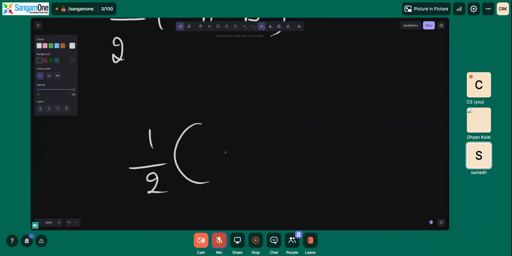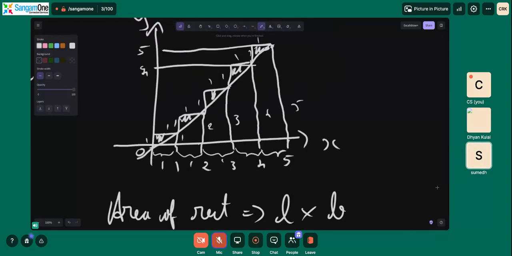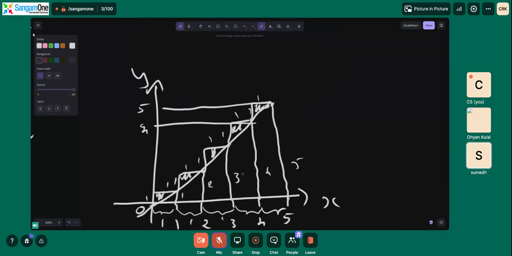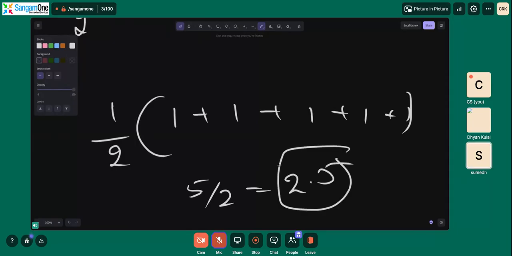For every triangle, h into b is 1. 1 plus 1 plus 1 plus 1 plus 1. Why did I write 1 five times? We have 5 rectangles: 1, 2, 3, 4, 5. Hence I wrote 5. That becomes 5 by 2, that is 2.5. This is the total area of all the triangles that I have.